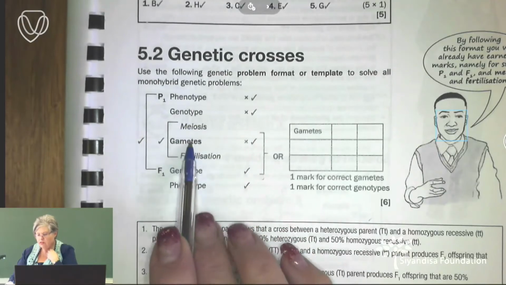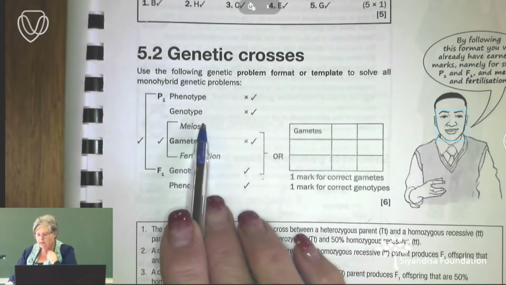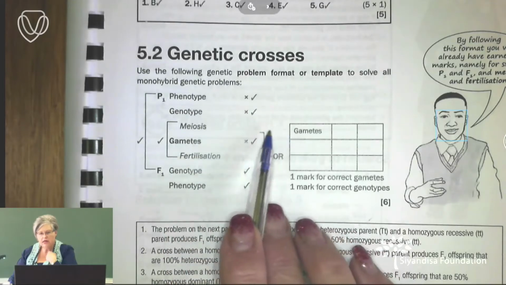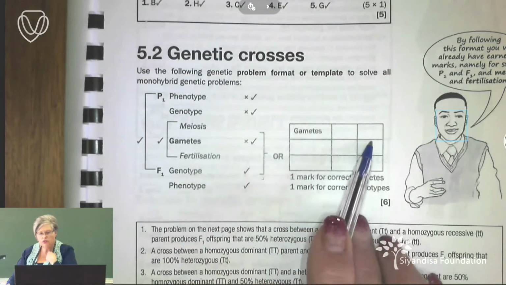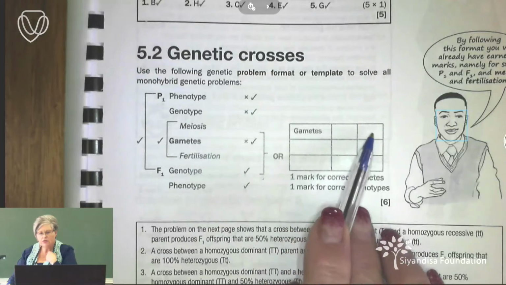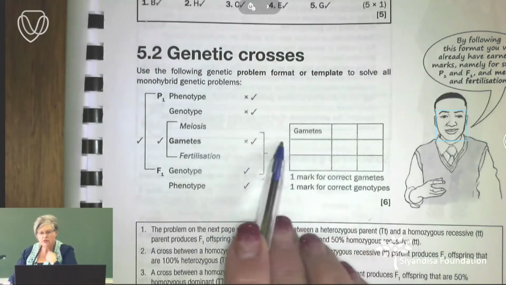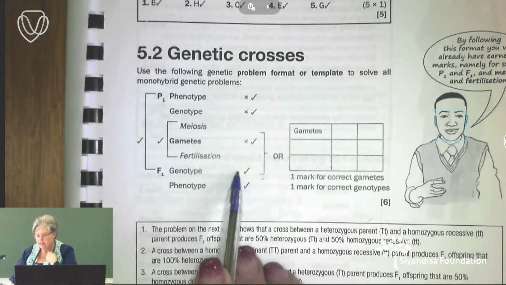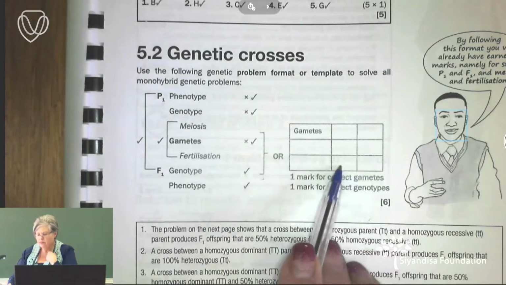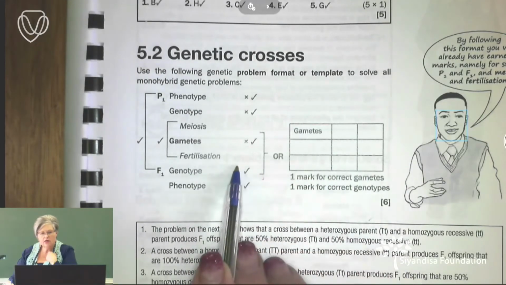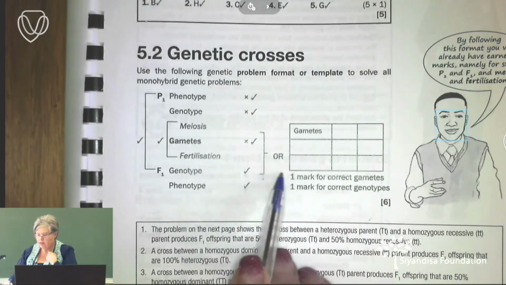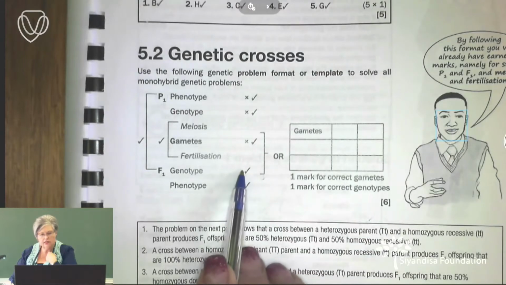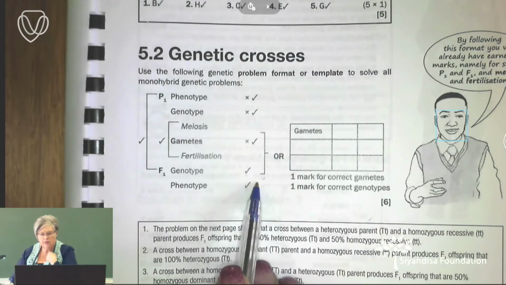Then you must write the two processes, meiosis occurs. So you have written the genotype there, then meiosis. Now you write out the gametes, or you can use the Punnett square. You write out the gametes, and you will get 1 mark for that. Then you must say the process of fertilization. That is the marks that you get there, or the genotypes that you get here, and the phenotype.